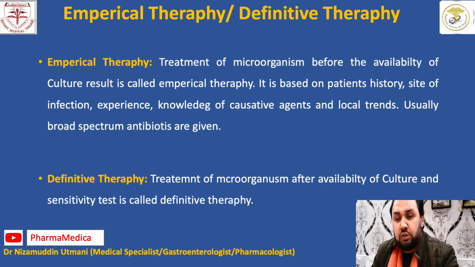The other two very important terms, one is the empirical therapy and the other one is the definitive therapy. Empirical therapy is when you are using antibiotics by using your knowledge, your experience, and the prevalence of that microbe in your community, and you are just using these antibiotics without the availability of the culture and sensitivity report. And most of the time we are doing this.